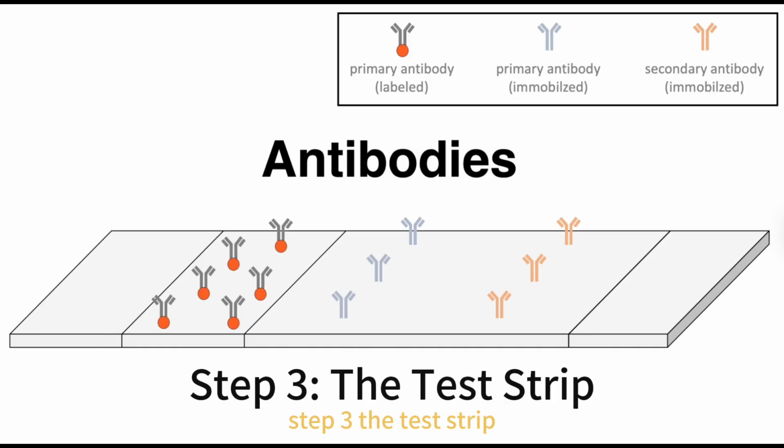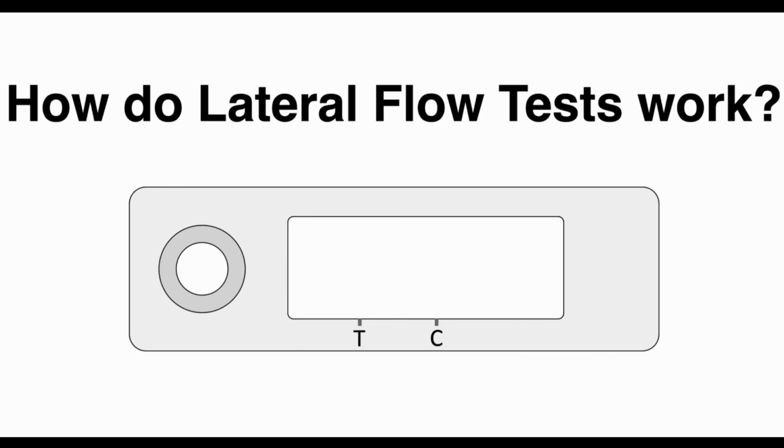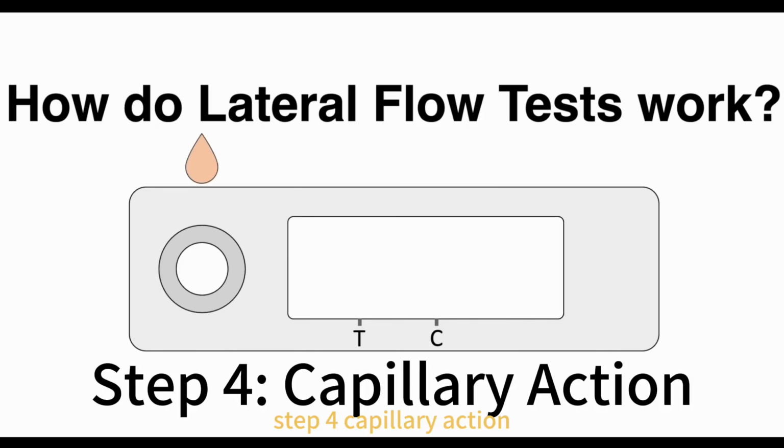Step 3. The test strip. Inside the paper test strip is a microscopic highway made of antibodies that recognize the COVID antigen, and gold nanoparticles attached to some of those antibodies. These gold particles make the lines turn visible when the antigen is detected. Step 4. Capillary action. When you add drops to the test device, the liquid flows along the strip, carrying your sample with it.